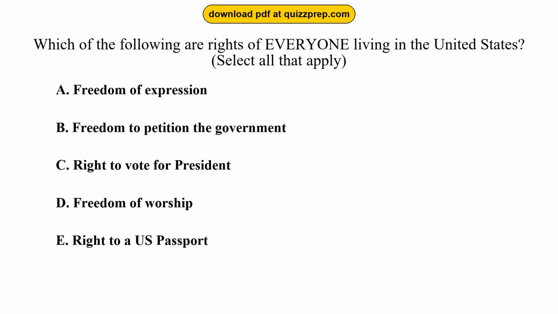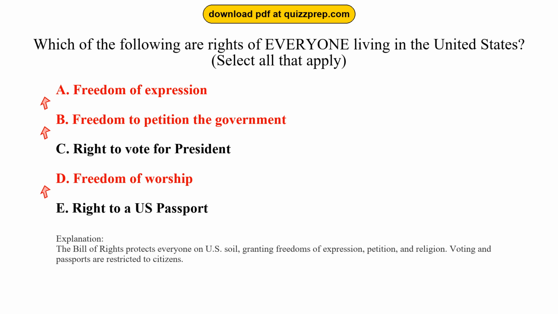Question 70. Which of the following are rights of everyone living in the United States? Option A, freedom of expression. Option B, freedom to petition the government. Option C, right to vote for president. Option D, freedom of worship. Option E, right to a U.S. passport. The correct answers are options A and B and D. The Bill of Rights protects everyone on U.S. soil, granting freedoms of expression, petition, and religion. Voting and passports are restricted to citizens.